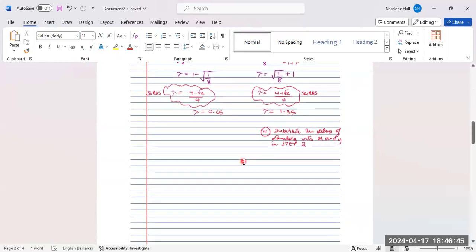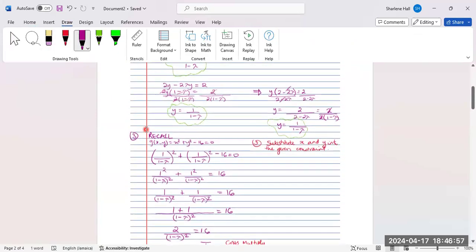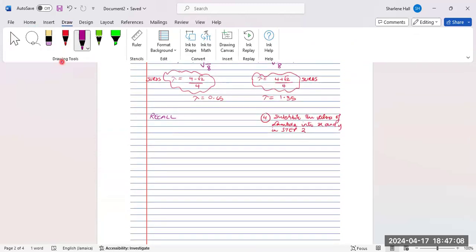All right. So recall x is 1 over 1 minus lambda, and so is y. X is equal to 1 over 1 minus lambda, and y is also equal to 1 over 1 minus lambda. All right, so recall that. Now, if I'm using lambda to be equal to 0.65, I'm using lambda to be 0.65.